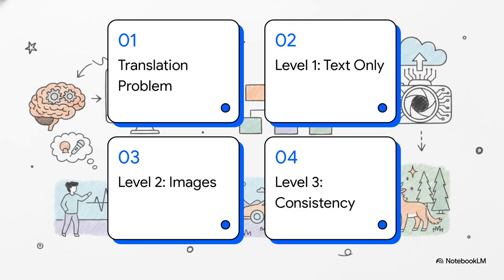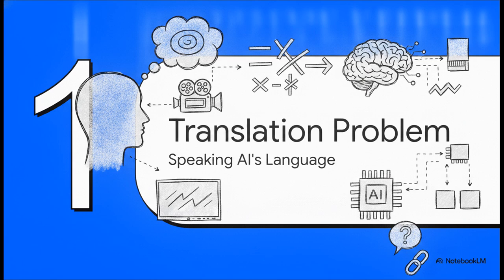We'll structure this explainer as a bit of a level-up journey. We're starting with the core translation problem, then moving through level 1, text only, level 2, reference images, and finally reaching ultimate creative control with level 3, consistent worlds. All right, part 1, the translation problem.